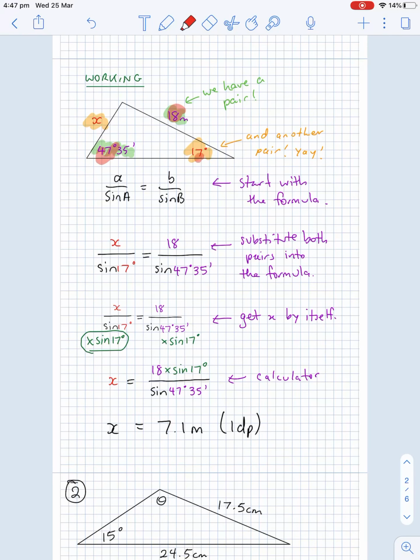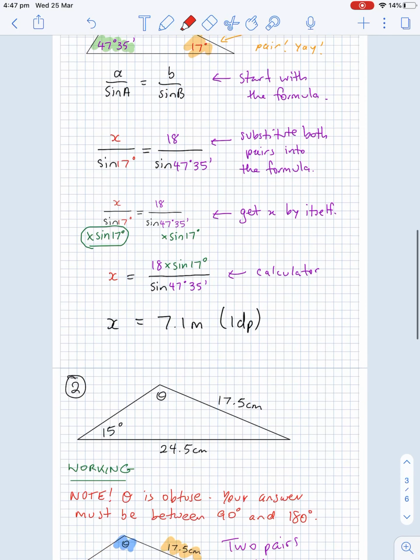See here, we see our pairs as I've highlighted. Literally, we start with the formula. We're finding an unknown side, so I use this one here, remember, where the little a and little b are on top when we're finding a side length. You start with the formula, and in this formula, you have little a and capital A, little b and capital B. That's where your pairs go. So x and 17 go on top of each other like that, and the sine has to come down, obviously. The 18 and this 47 degrees and 35 minutes go on top of each other like that. So that's how you put it into the formula.